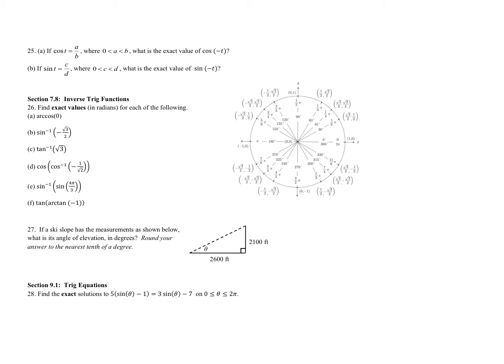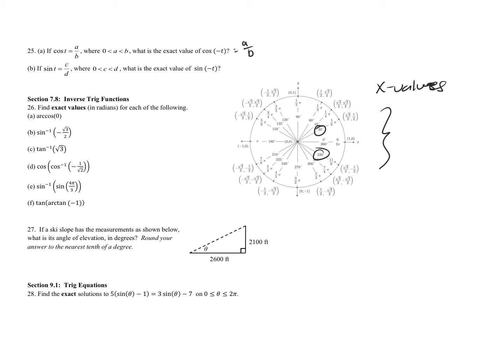So what happens to that value if we negate the input t? If we think about what that angle is, say that positive t was like 30 degrees. Well, if we did negative 30 degrees, we'd end up getting 330. And so notice that cosine, which is associated with our x values, we're still on that positive x side. So actually nothing's going to change. Cosine of negative t will still be equal to a over b.